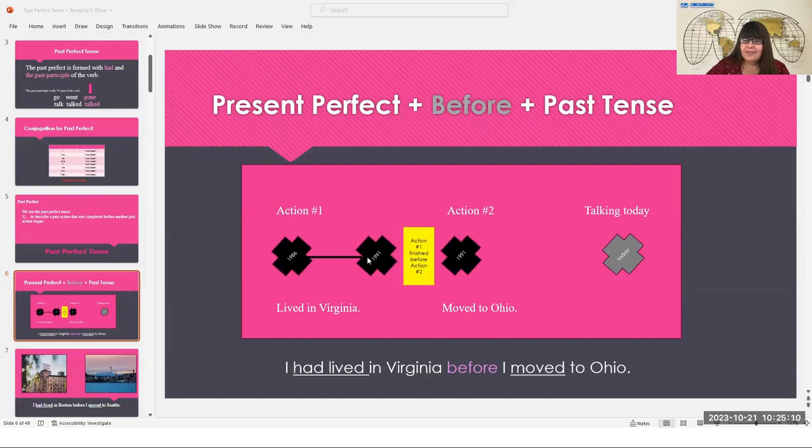So I lived in Virginia. I packed up everything. It's finished. I moved to Ohio in 1991. So I had lived in Virginia before I moved to Ohio. This action was first. It finished. And then this is the second action. Let's look at several examples so that it will be easier to understand and use.